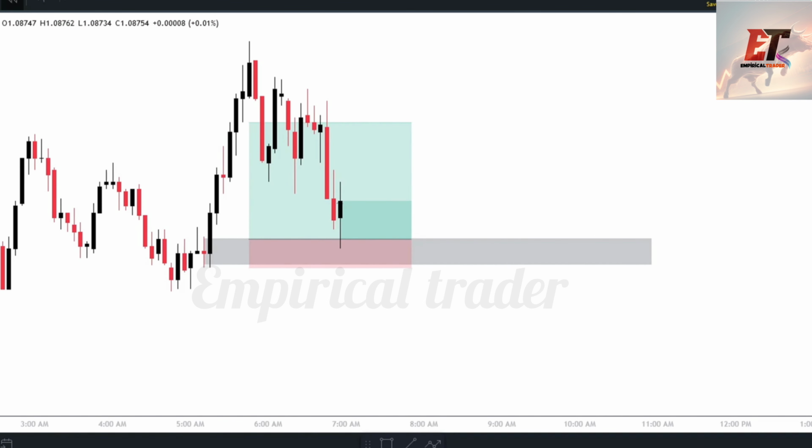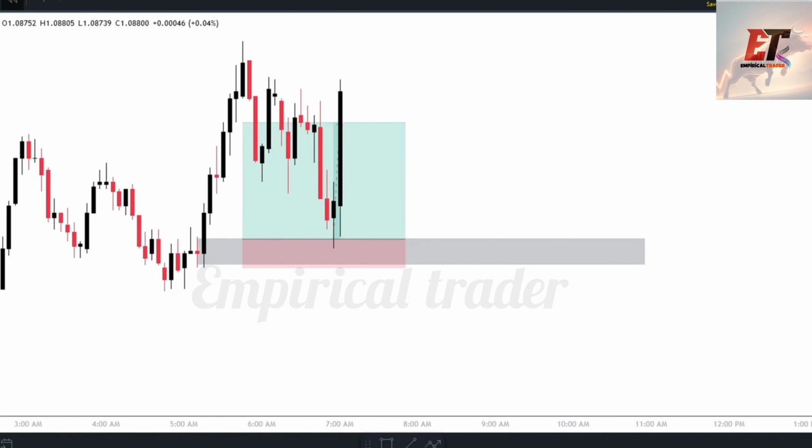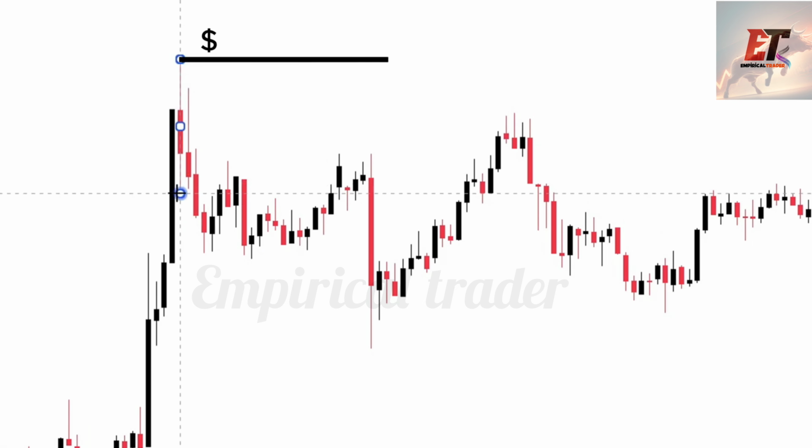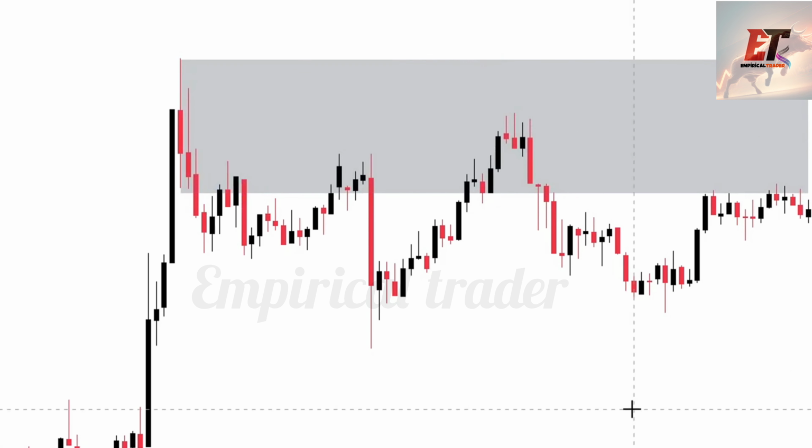Here we have entered the position. Wow, what an impulsive move. We have hit take profit by the next candle. This candle can also be taken into consideration as an order block since it sweeps the liquidity before an impulsive move. But it is not a good quality order block because it doesn't really respect all the rules.